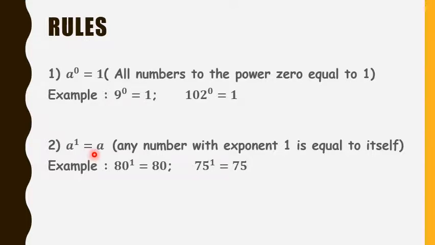Okay? Now what about A to the power 1? It should stay the same, which is A. But what do you mean by that? Is A multiplied by itself? No, it's only written one time. It's not multiplied by itself, since when I talk about multiplication, I have to find two factors, but here I have only one factor, which is A. A is written only one time, so it stays the same. The rule is any number with exponent 1 is equal to itself. 75 power 1 is 75, 80 power 1 is 80, and so on.